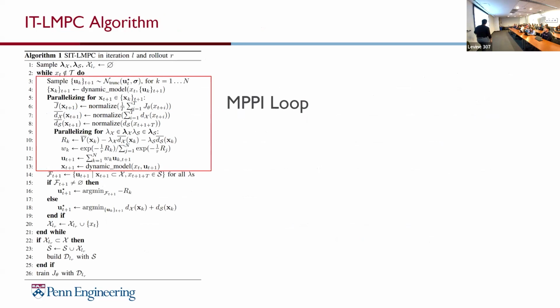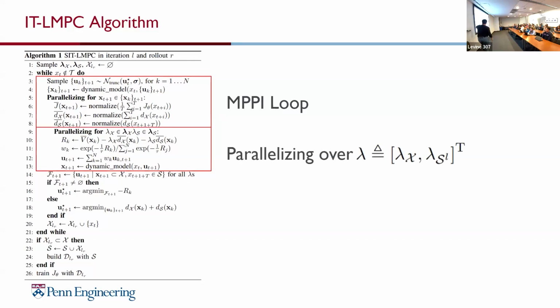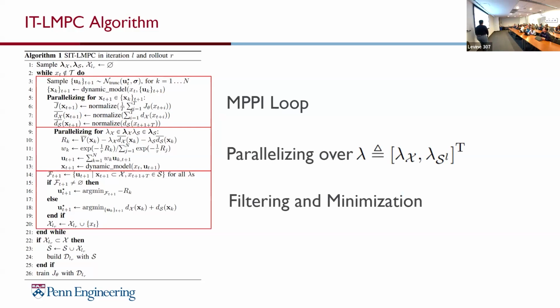we sample the control inputs, feed them through the dynamic model, and get the trajectories. And then over those trajectories that we sampled, we can parallelize over the lambdas, where we're evaluating different cost functions for each of those sets of lambdas. And from there, we apply filtering and minimization over the optimal trajectories that we got from each of those lambdas. And then we can update the safe set after we've done one iteration of the task.